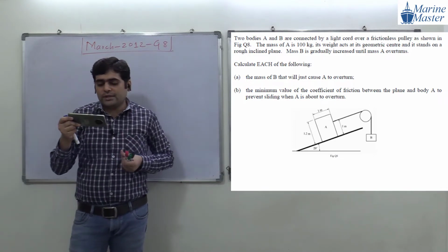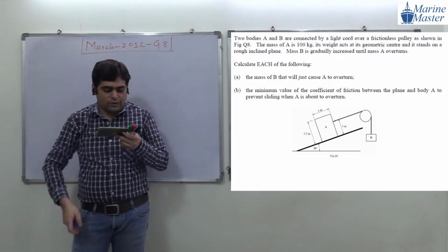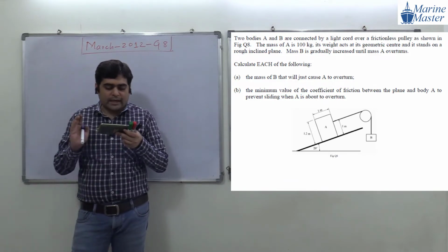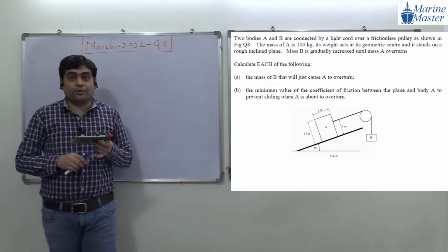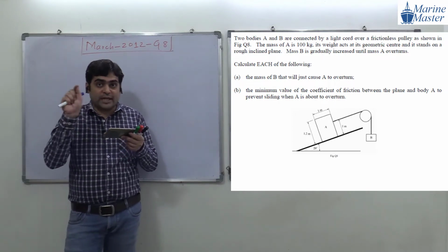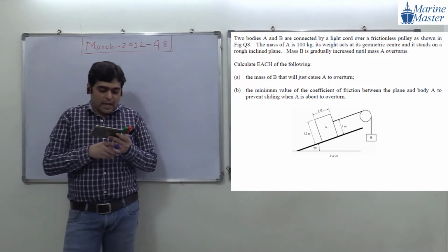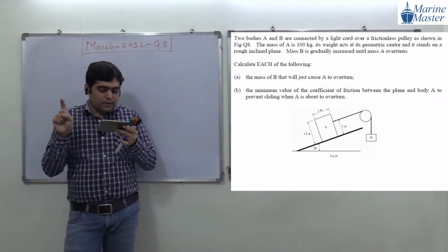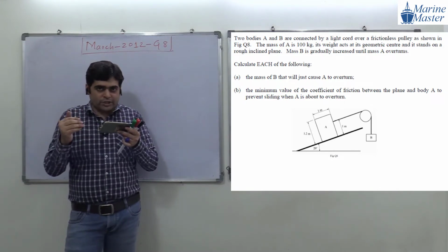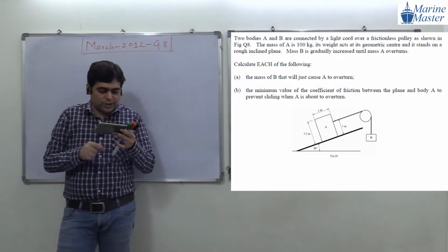We have two bodies, body A and B. The two bodies A and B are connected by a light cord over a frictionless pulley. Guys, see the scenario. Whenever there is a frictionless pulley and we have a cord, tension on both sides is the same for the same cord, as shown in figure question 8. Why figure question 8? Because in that exam it was question 8.